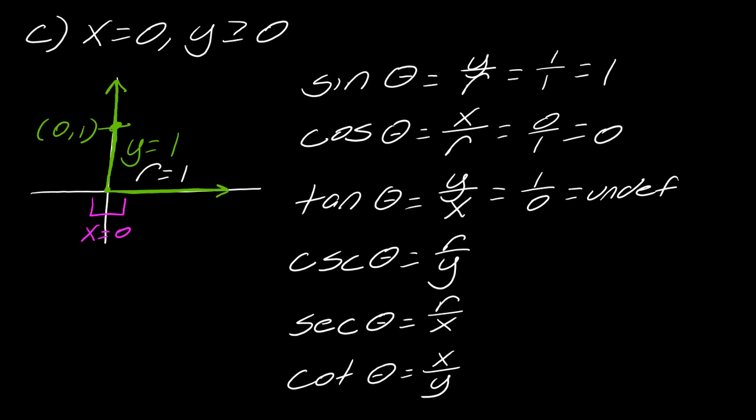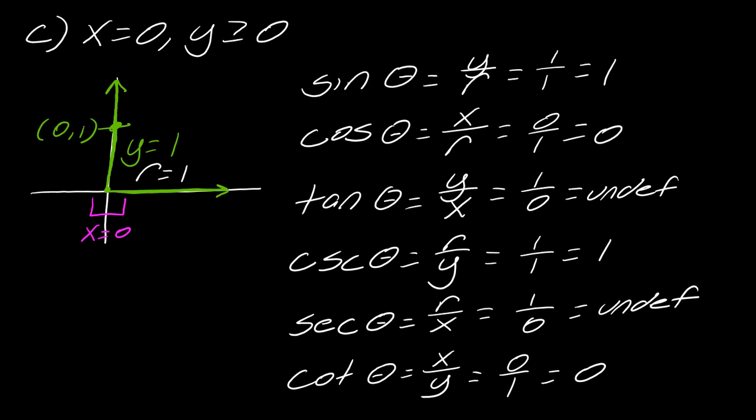And then cosecant of theta is going to come out to 1 over 1, which is still 1. And then secant of theta, now I'm going to have r over x. This is going to be 1 over 0, so once again, that's undefined. And then you have cotangent of theta, that's 0 over 1, so that equals 0. So kind of a strange example, but this is totally the right way to think about it. You just kind of have to get used to it.